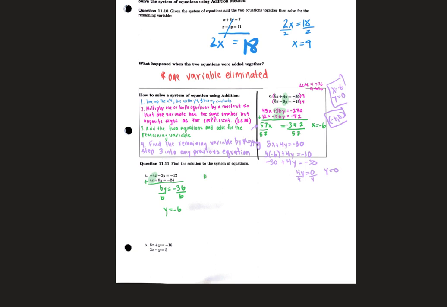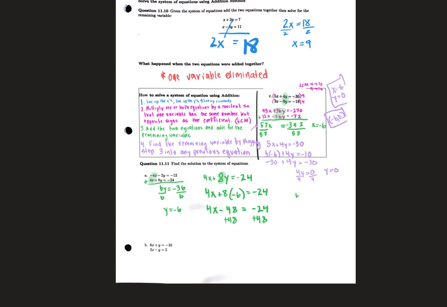So I solved for my y. Now I just need to find my x. All right, I'm using this 4x plus 8y equals negative 24. If I plug in my negative 6, I get 4x minus 48 equals negative 24. I add the 48 over.